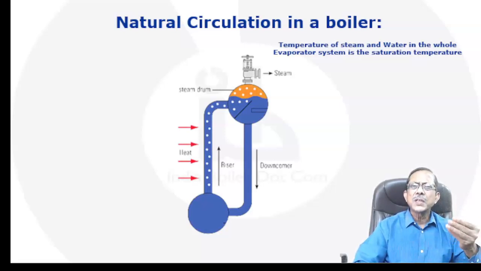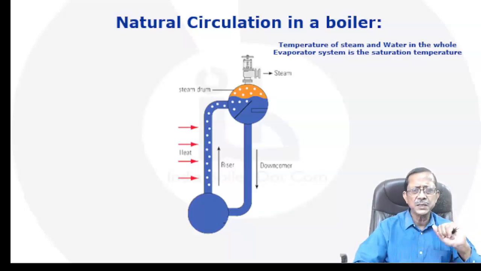Because you see, from the steam drum, steam is coming out. And we know that when steam comes out, the water has to be at saturation temperature. From the steam drum, it comes to the downcomer, so there is no reason why the temperature is going to get down there. So the downcomer is also at saturation temperature. When it comes to the riser, it receives heat, but we know at saturation temperature, when it receives heat, the water becomes steam at the saturation temperature.